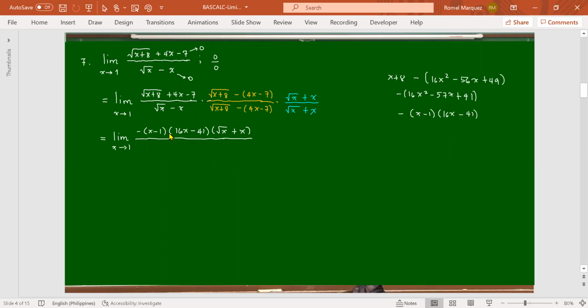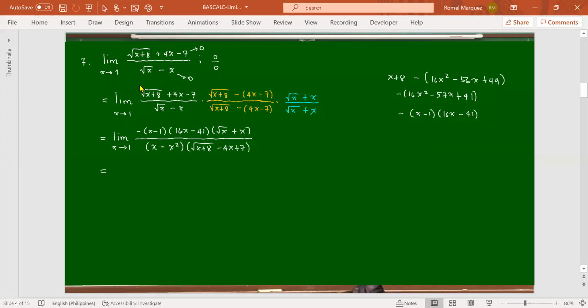What about sa denominator? Ano yung denominator? X minus x squared. Am I correct? Yes po. Square root ng x plus 8, then minus 4x plus 7. Okay, pwede nating tanggalin yung nag-0.